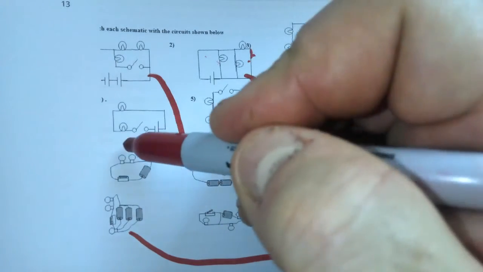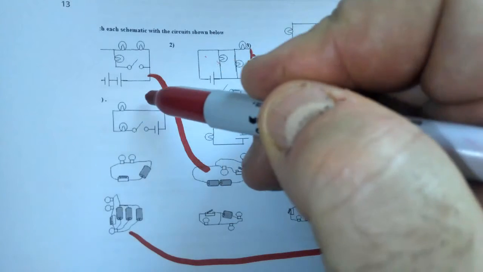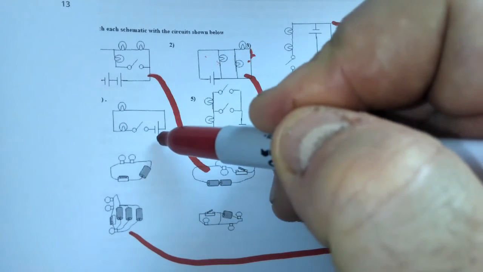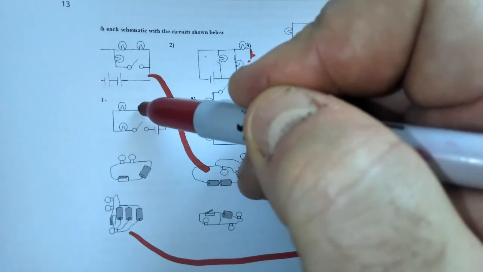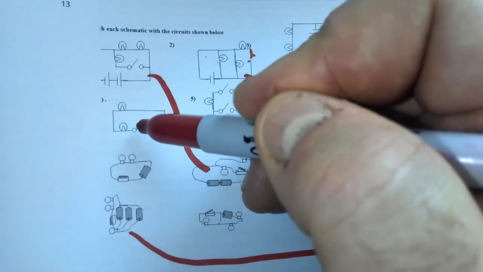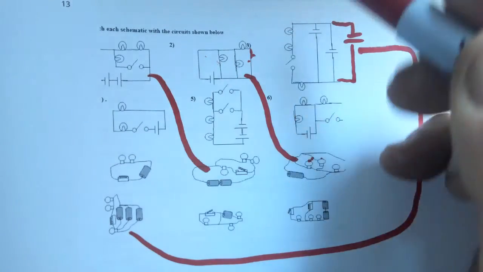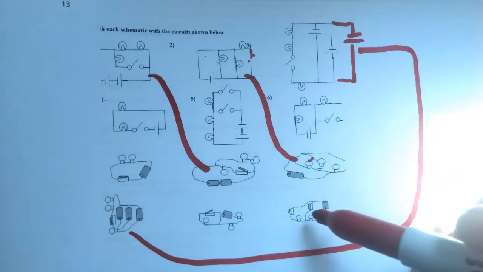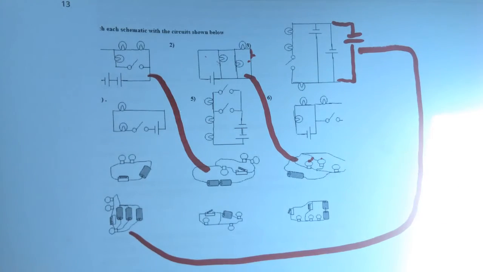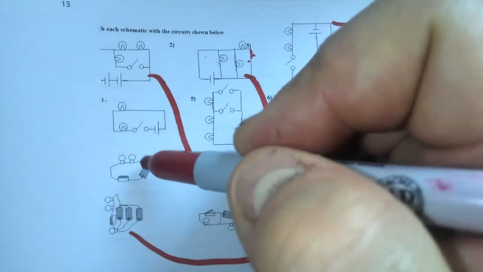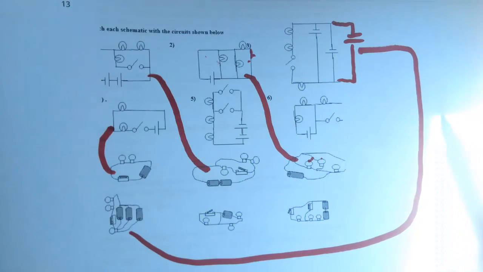Here we have a series circuit. There are no branches. Every charge that comes out of the battery has to go through this bulb, and that switch. These have branches, so they are not the answer. There's only 1 series down here. There you go.